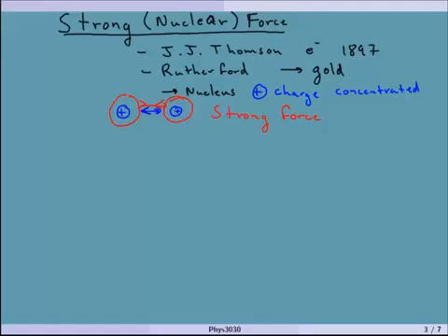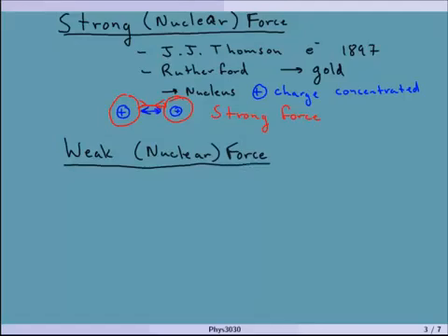And then there's another force called the weak force, or the weak nuclear force. Okay. And the weak nuclear force is weaker than both the strong and E&M forces. And this is the interaction that really has to do with radioactive decay.